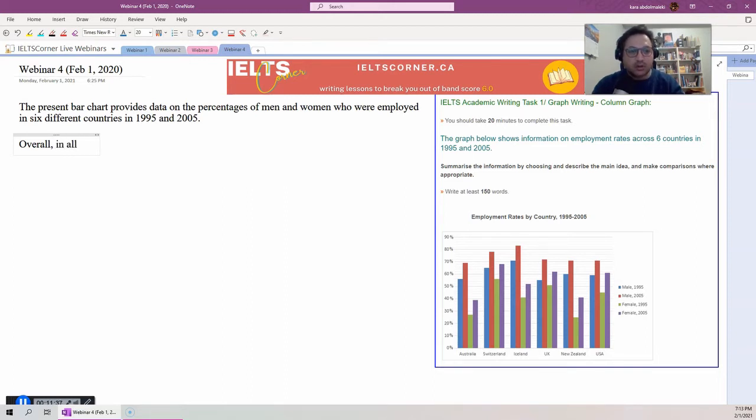In all 6 countries, men, let's make it a little bit more general. Men enjoyed comparatively higher employment, so that is one key feature.